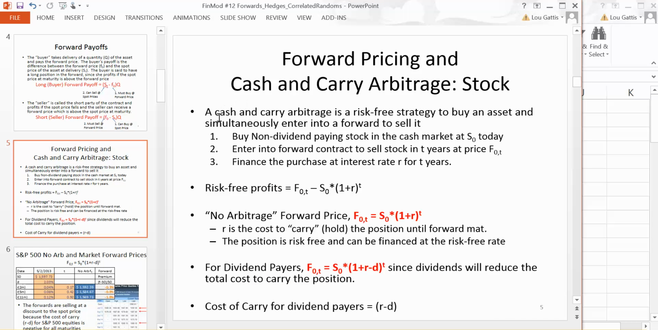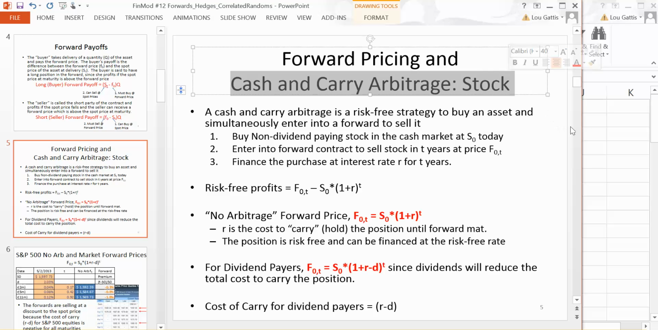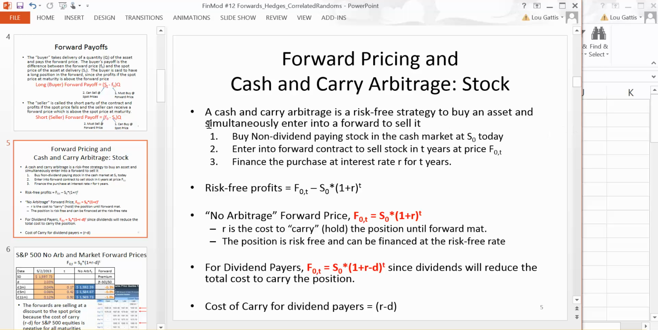Let's talk about how to come up with a reasonable forward price in equilibrium for equities, commodities, and currencies. To do that, let's talk about something called a cash and carry arbitrage for a particular stock. Say you buy a stock in the cash market or the spot market and simultaneously enter into a forward contract to sell it. So say I buy a share of IBM for, say, $200 a share in the spot market and enter into a forward contract to sell the asset at a future date.